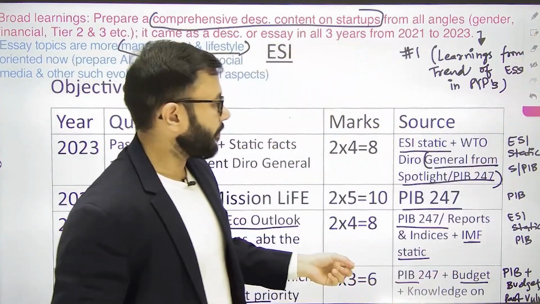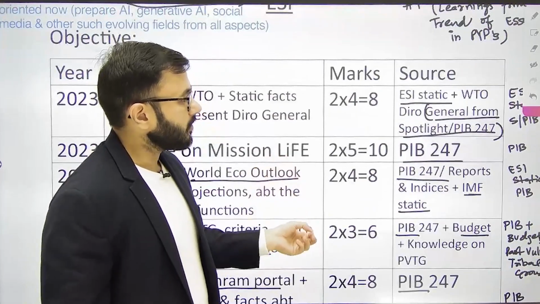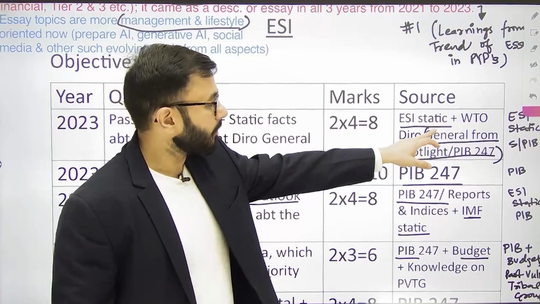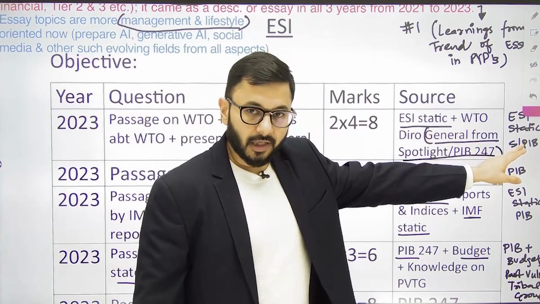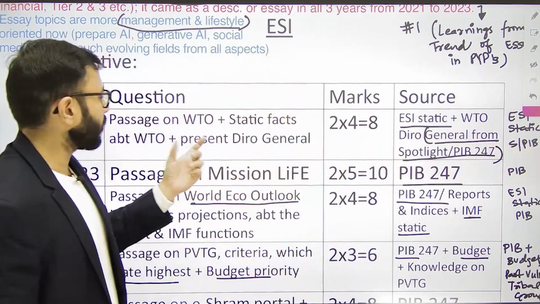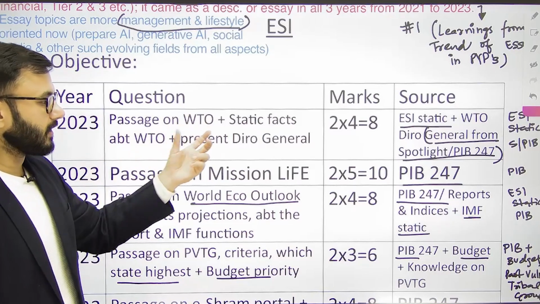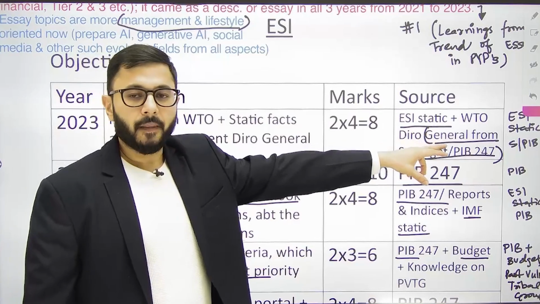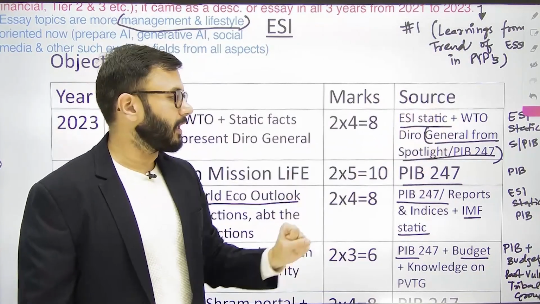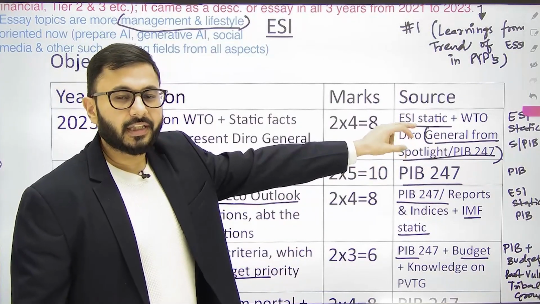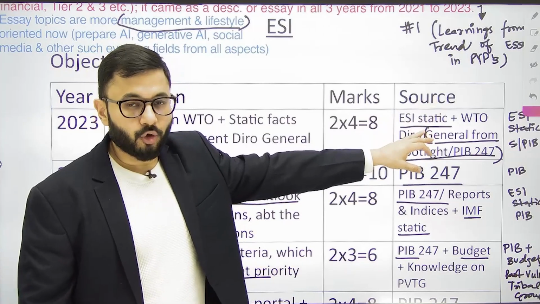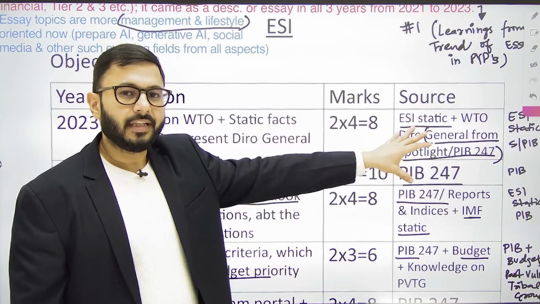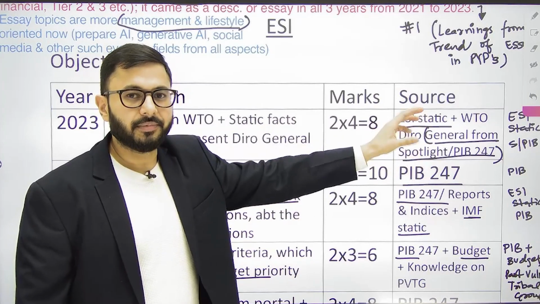What do we see from here? In 2023, there were 4 questions in fact of 2 marks each from ESI static plus spotlight or PIB, because this was a question on World Trade Organization. Some questions in this were from ESI static, some questions were from PIB or spotlight, a combination of these two. So this automatically tells us that ESI static is not 0 in phase 2, something that a lot of us believe in or have the doubt about. He has cleared that doubt in the first question himself, for himself.